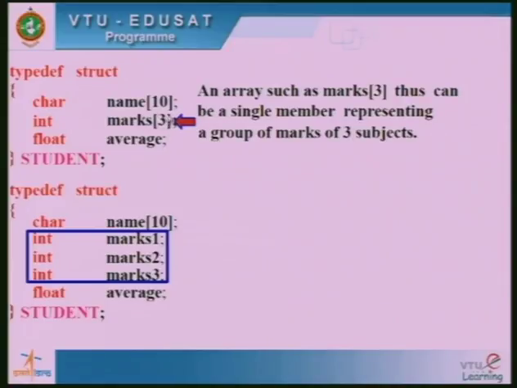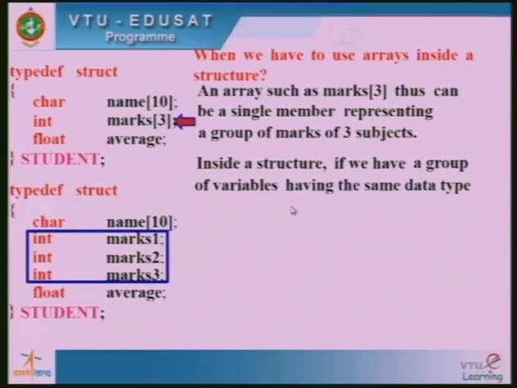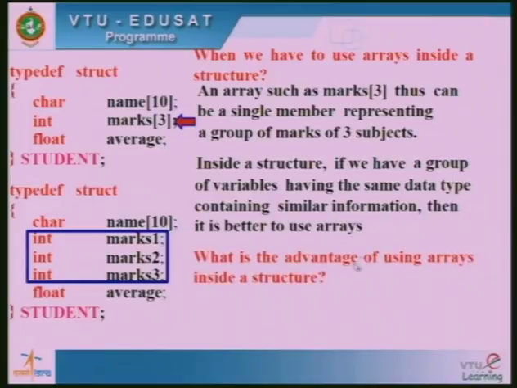I just change this to marks of 10. Here, whereas I should write marks 1, marks 2, marks 3, marks 4, and so on up to marks 10. Okay. Now, we know when we have to use arrays inside a structure. So inside a structure, if we have a group of variables having the same data type containing similar information, then it is better to use arrays.